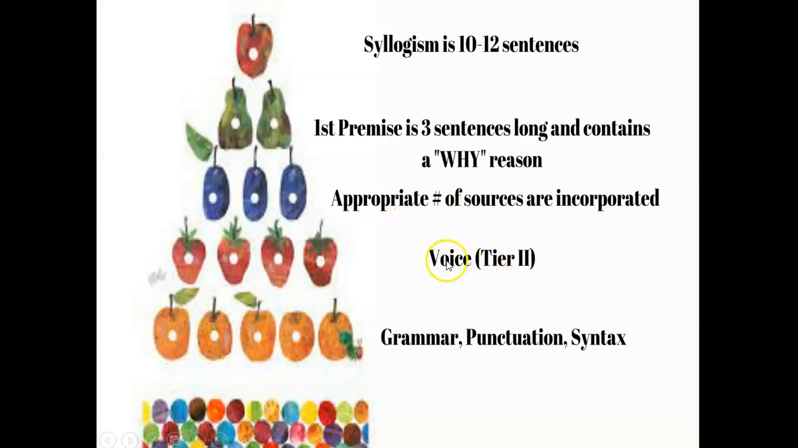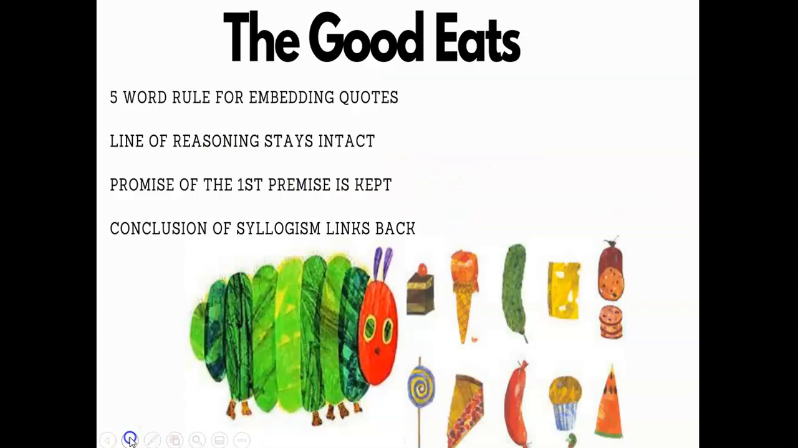Great voice, right? So good tier 2, the colloquial, the vernacular, the grammar, punctuation, syntax seems to be all in play. It was a fantastic why reason. And then let's get to the goodies. Was the line of reasoning intact? Definitely. And I want to have like a conversation.